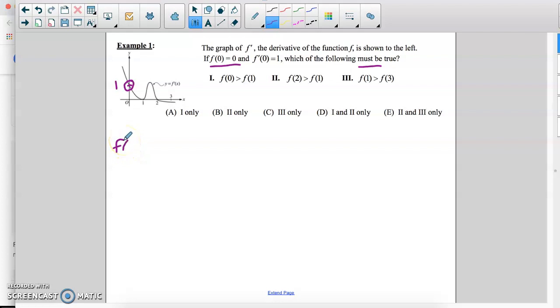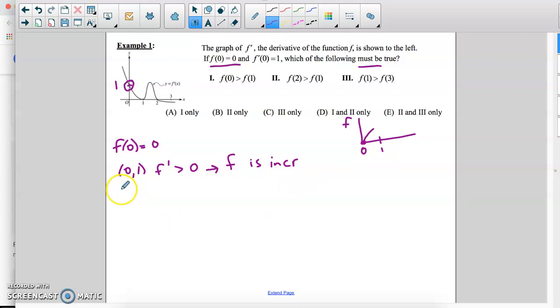At f of 0, we know that equals 0. But what happens between 0 and 1? If you look at the graph of f prime, between 0 and 1, f prime is above the x-axis, so it's positive. Well, what does that mean about f? It means f is increasing. So if we're going to make a little graph of f, we know the graph of f starts at 0, 0, and then it's going to increase until it gets to 1.